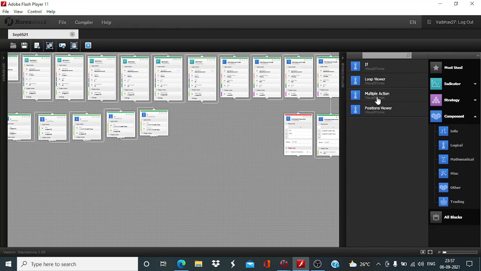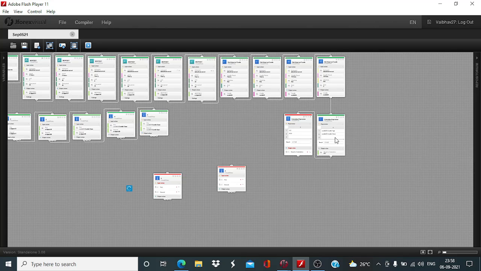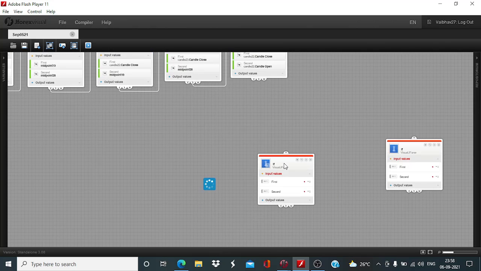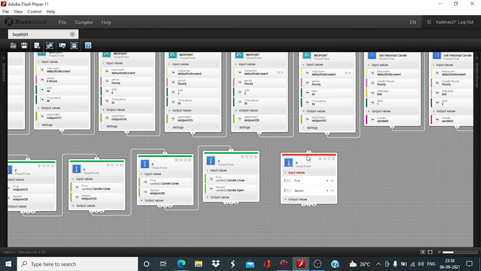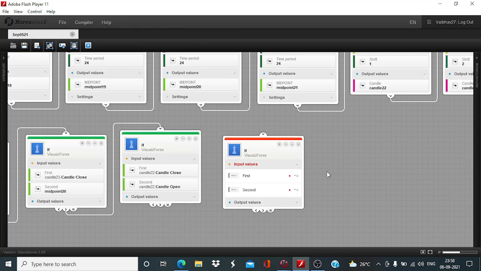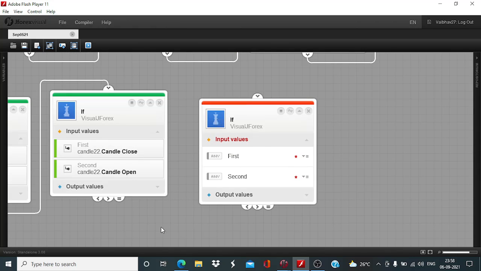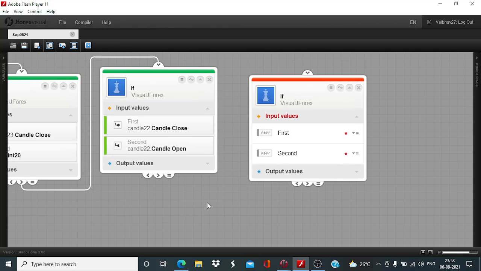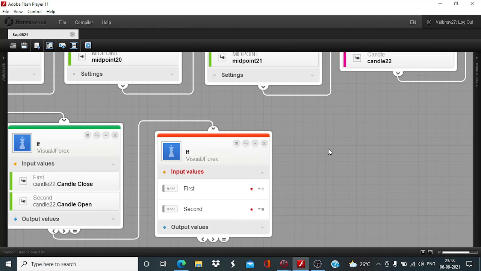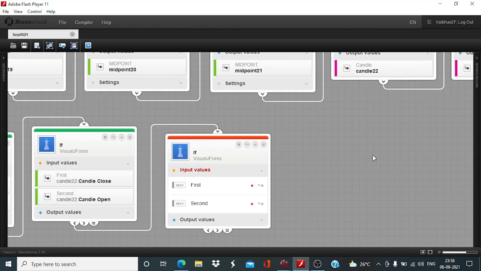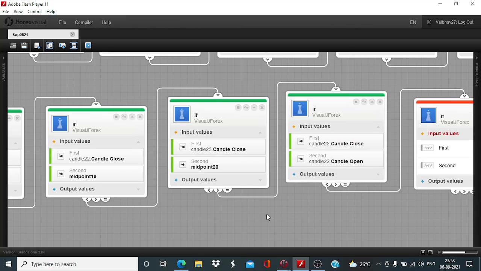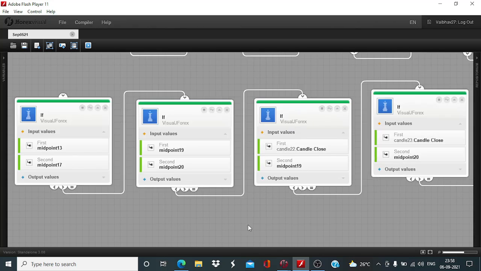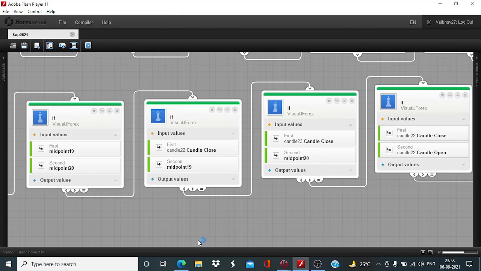And now we need to add a few more of these logical blocks. So I hope you have been able to understand this setup so far. It is quite simple logically as well as from the execution point of view.